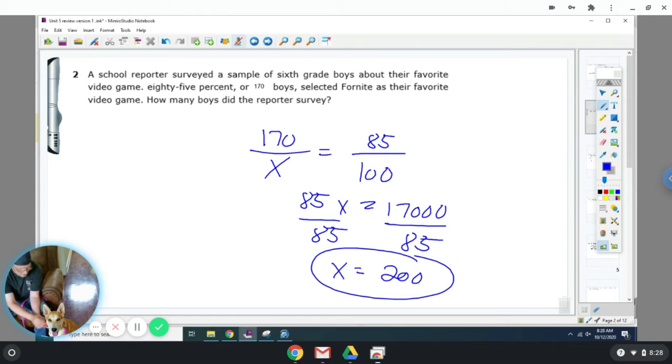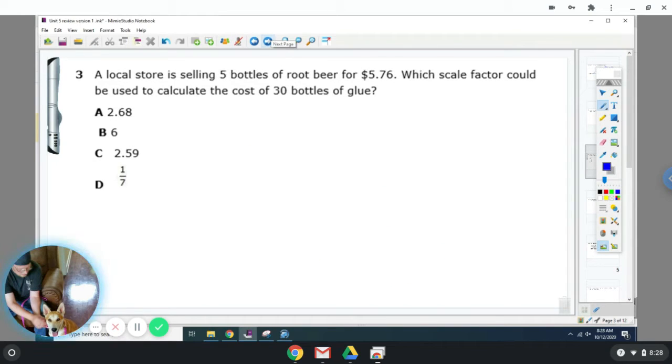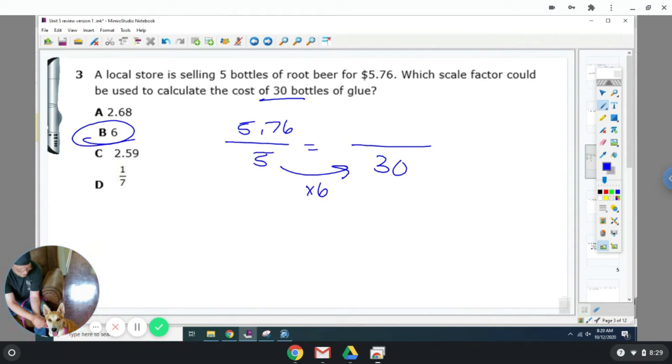All right, number 3. A local store is selling 5 bottles of root beer for $5.76. What scale factor can be used to calculate the cost of 30 bottles? So this is your first ratio, and what they're trying to figure out is basically, how did a 5 get to a 30? What did they increase it by in a scale factor? So a scale factor is representing a multiplication. So 5 goes to a 30 by multiplying by 6. So that means your scale factor is 6.